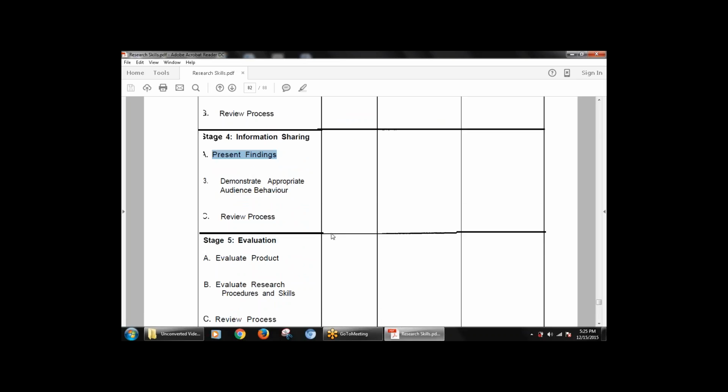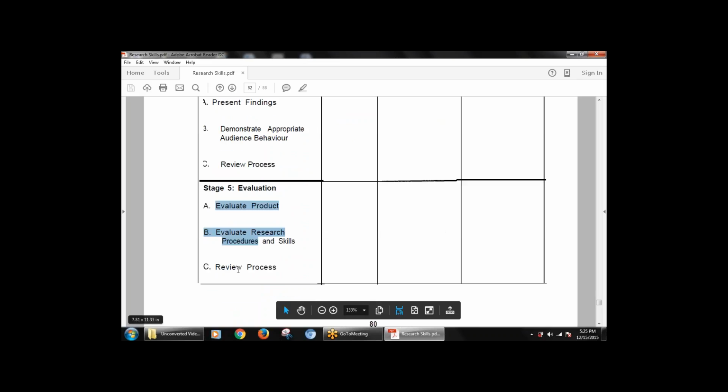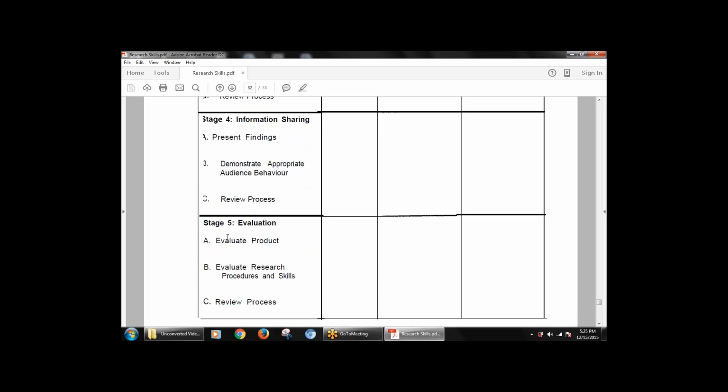Then stage number 5 is the evaluation. That is how you evaluate the product by taking the 5 points: evaluate the product, evaluate the research procedures and the skills, and there is a review process. So this is the stage number 5 products, that is the 3 products available: evaluate, review.